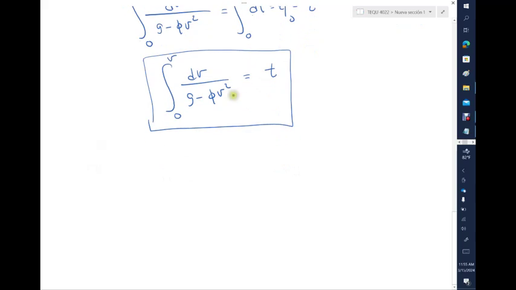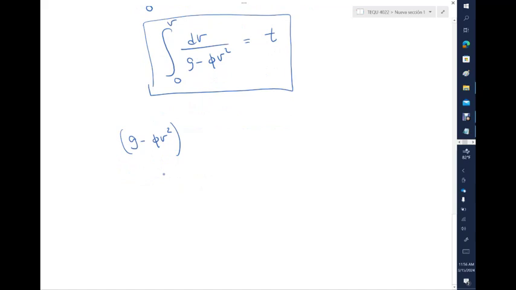Now, how are we going to integrate this? Well, we definitely can use an integral table and compare what we have here to how we can organize this. There's one particular integral that you can certainly use to do this, but there's something very interesting here, which is that the denominator g minus phi v squared can be broken in two parts. You can factor this out, and that's the important thing.